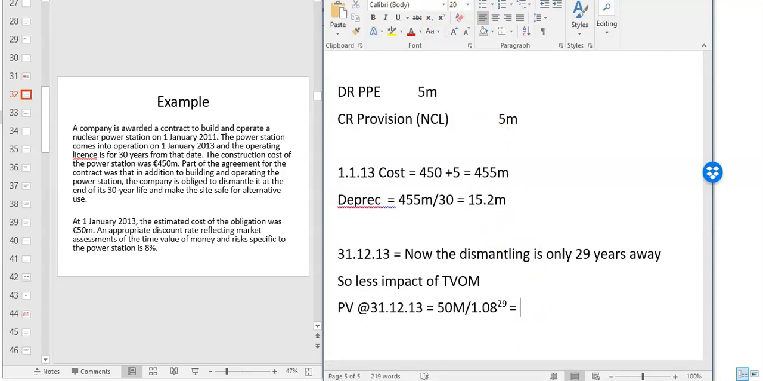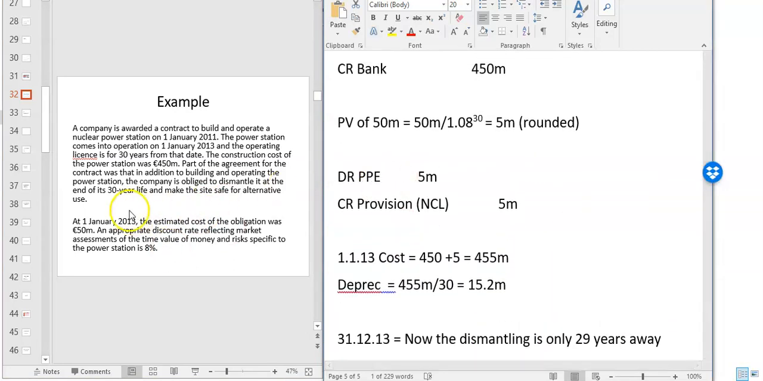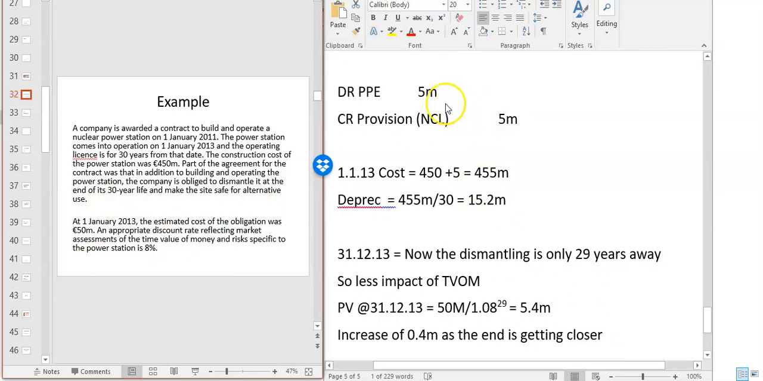So that provision now has gone from 5 million to 5.4 million, an increase of 0.4 million as the end is getting closer. The end of the project's life, 30 years, getting closer. So that means what we're calling here is you're unwinding the discount. The time value of money discount you've taken here is, instead of recognizing the 50 million, you've recognized 5 million. But as those years get closer, the present value gets bigger.